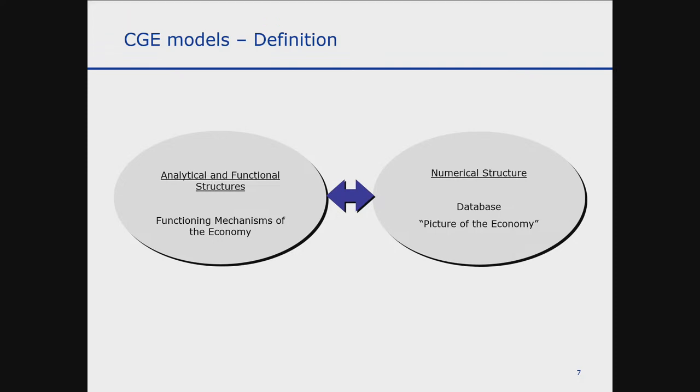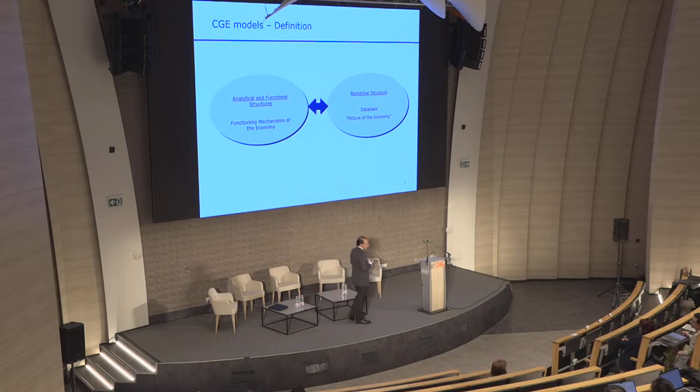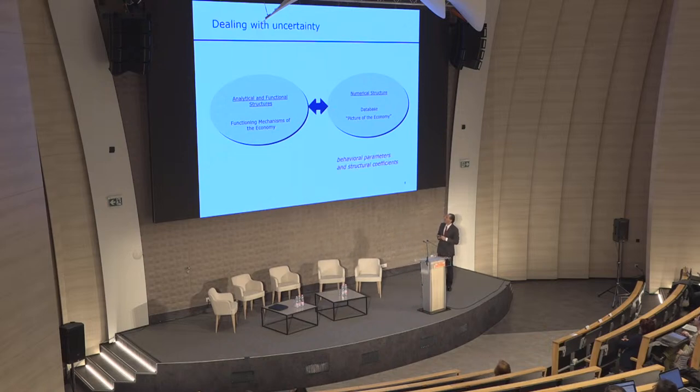To have a simulation model, we need three types of structures. We need to define the analytical structure of the model. So based on theory, we have to define the variables and which variable relates to each other variable. We have to define the functional structure of the model, how they relate in terms of mathematical functional forms. And very important for our discussion here, the numerical structure. The numerical structure is also a source of uncertainty in our results, not only because we have to rely on behavioral parameters, which we estimate econometrically, but also on the structural coefficients that come from the database I mentioned, related to the interregional input-output systems.